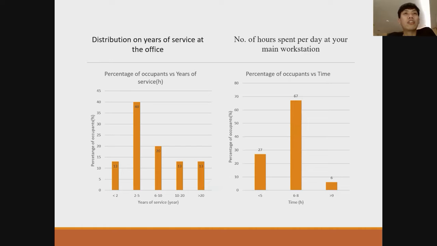So as we can see, the first one is a percentage of the occupants versus year of service, which means that 40% of the occupants have served in this office around 2 to 5 years. However, 13% have served in this office more than 20 years. 67% of the occupants spend their time in the office around 6 to 8 hours. These two factors will significantly affect the accuracy of the survey.